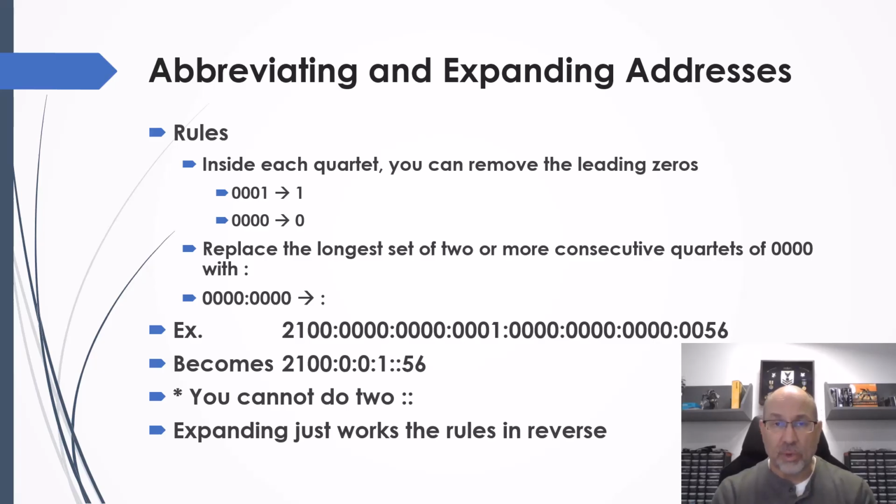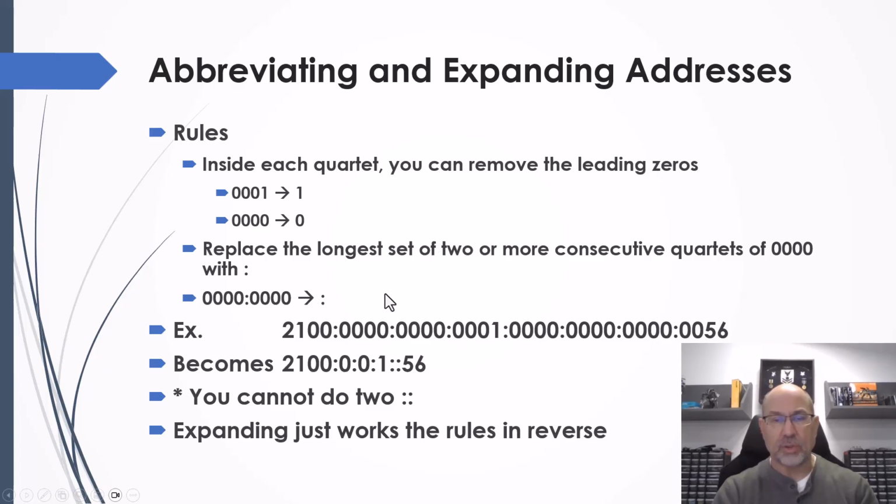The other thing that we can do is if you have multiple quartets that are all zeros, you can replace the longest collection of those with a double colon. You have the colon that goes along with that quartet space, and then you can replace all of those zeros with another colon. So the example from the book is right here. We see this. Now I'm going to point out 2 things here.